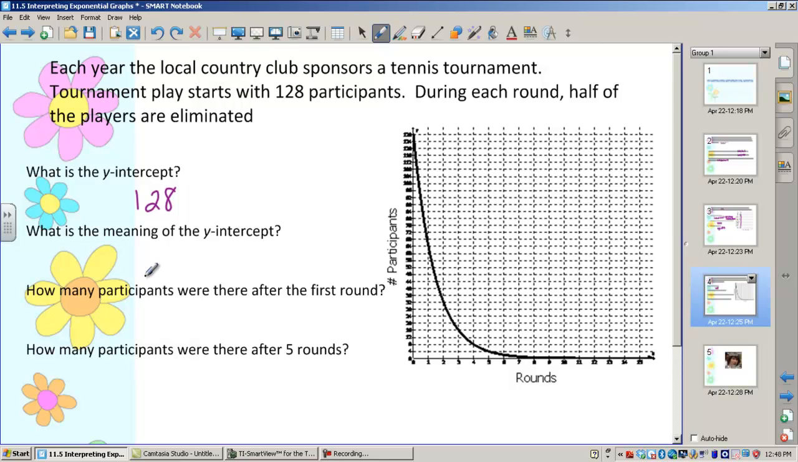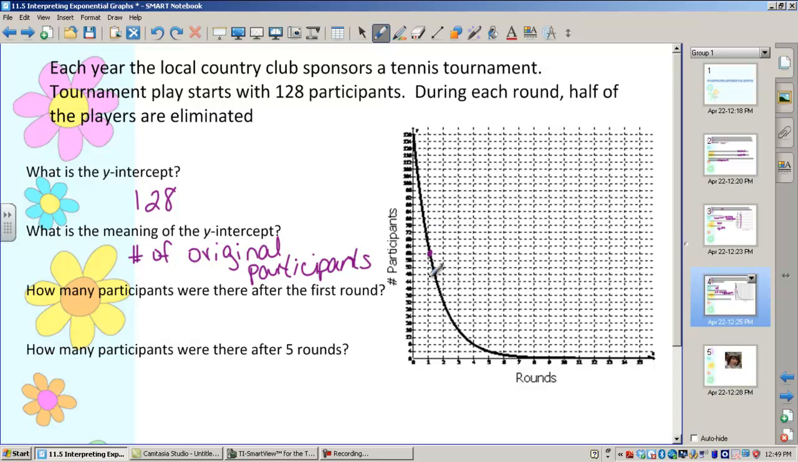What is the meaning of the y-intercept? It's the number of original participants, or the number of participants they start with. However you want to say it, you want to say that it's the number of participants that they began with. And then the next question is, how many participants were there after the first round? So you're going to go up here, x equals 1. You hit the graph about right here. And again, these numbers are really hard to read, but it goes by 2s.